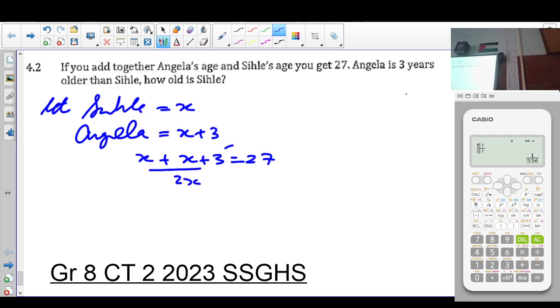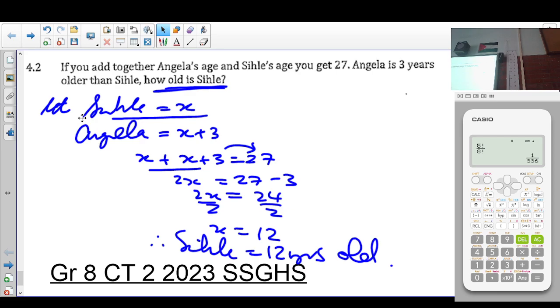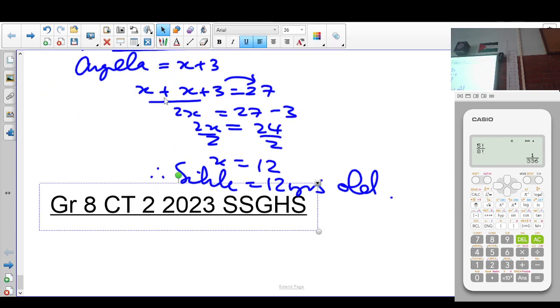So x plus x is 2x. 27 minus 3 is 24. Divided by 2. So x works out to be 12. The question is, how old is Sheila? Sheila we made x, 12. So therefore, Sheila is 12 years old. Right? You guys understand? And I'm sure you guys can't believe it's so easy. No?